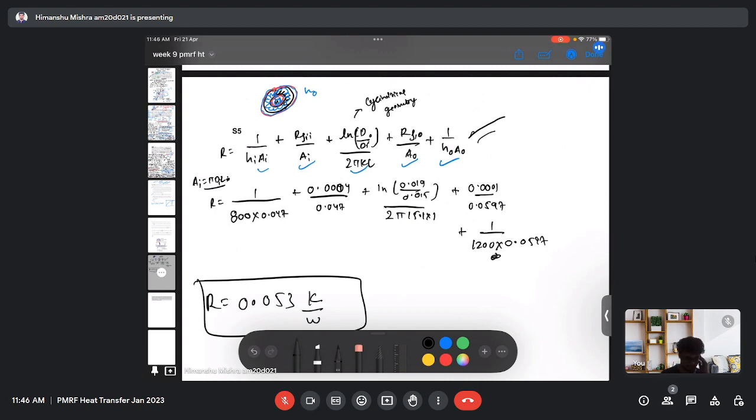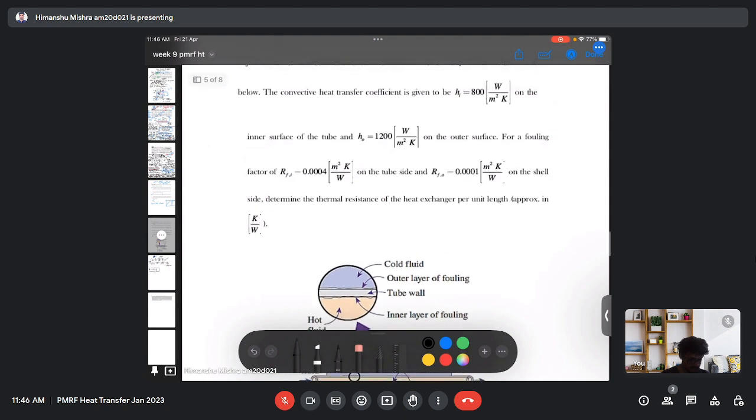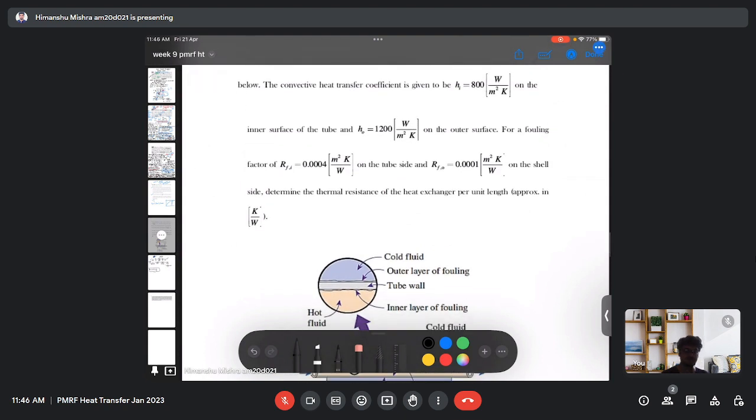So just to recap, we have been given the heat transfer coefficient at inlet and at outlet, the thermal conductivity within the wall, and the fouling factor at inlet and outlet. So we need to find the total resistance.